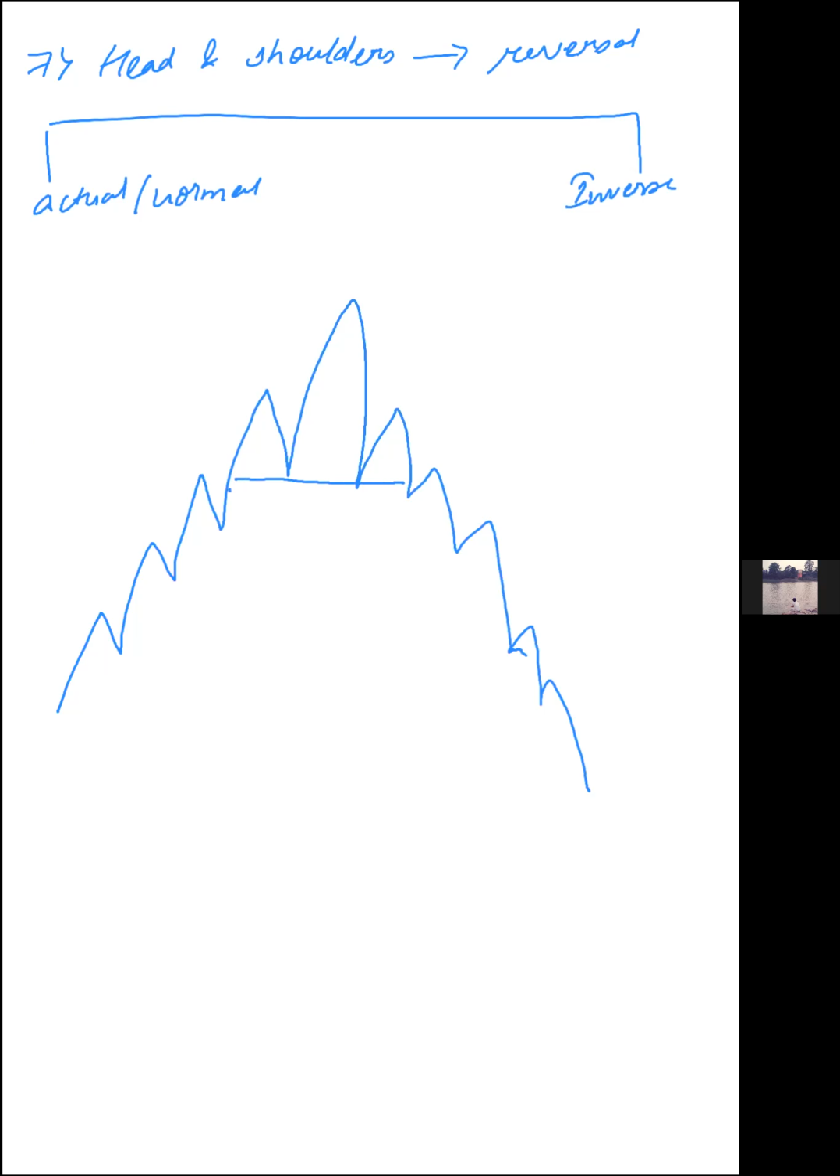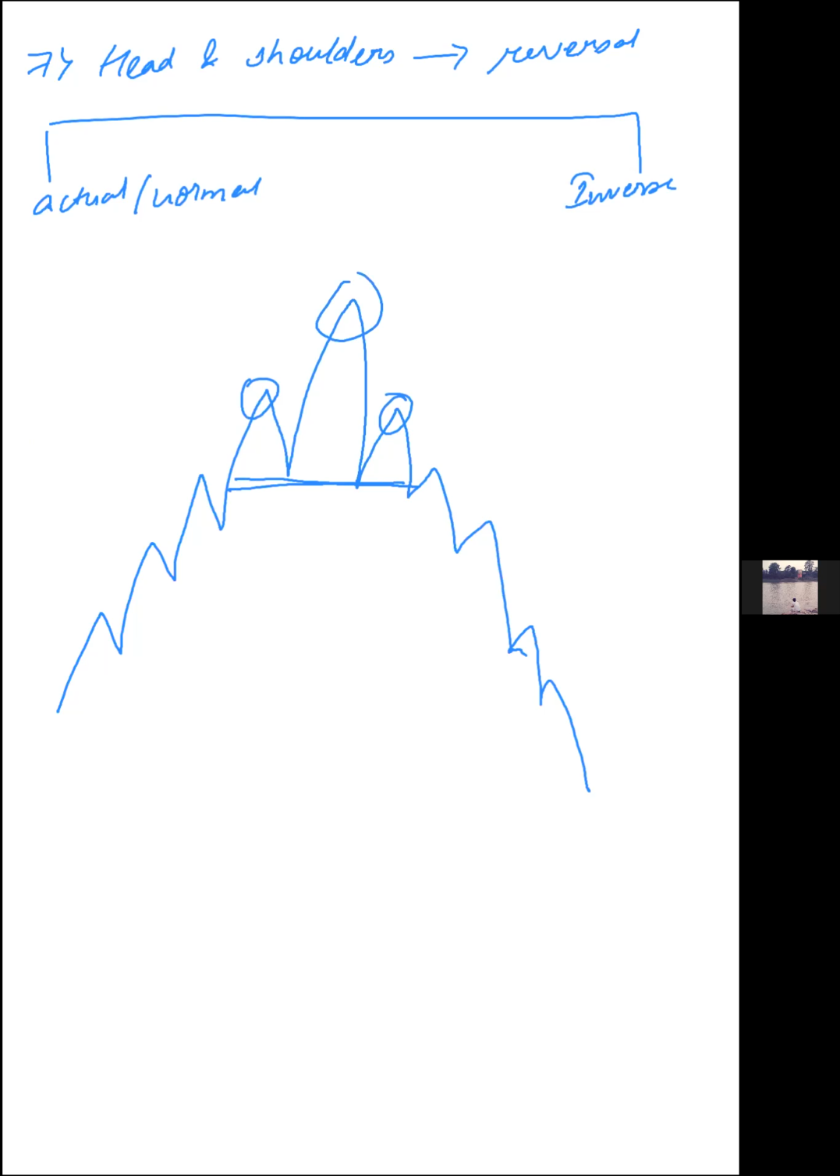This is my neckline. These are my two shoulders, and this is my head. Compare it with your own body as well: your head and shoulders. The shoulders are at the same angle, slightly higher or lower will also work, but the head is always higher than the shoulders, and this is how it acts as a reversal pattern.